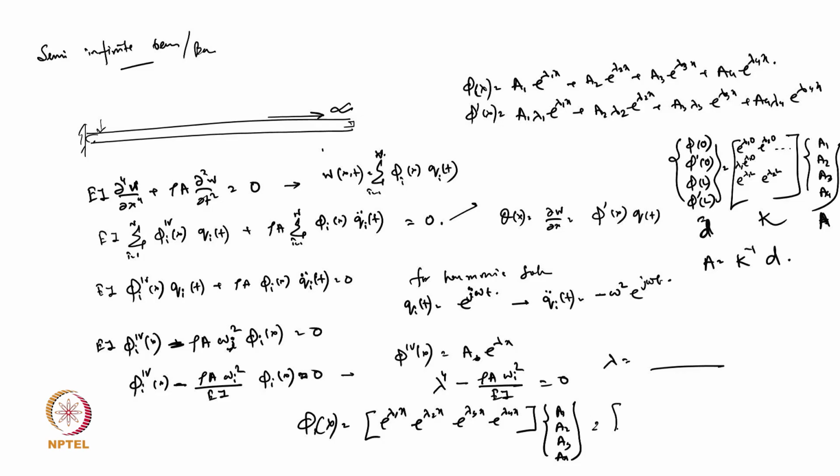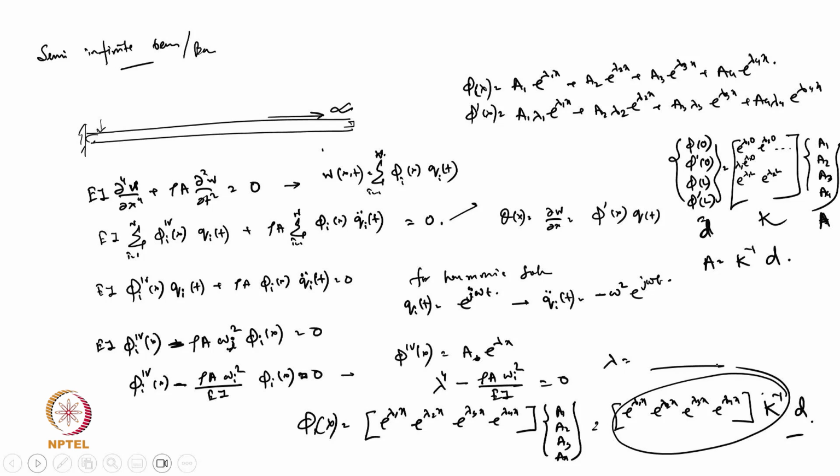So if I just do that, it will become e to the power lambda 1x, e to the power lambda 2x, e to the power lambda 3x, e to the power lambda 4x, then K inverse times d. So this complete thing will give me a matrix for the shape function. If you see here, we have 1 cross 4 elements, and this is 4 cross 4, so the resultant will be 1 cross 4. That means it has a single row with 4 columns, and each of them is a shape function: first shape function, second, third, and fourth. Like this we can get the shape functions. So that is for the normal beam.